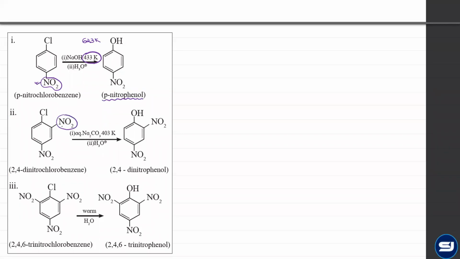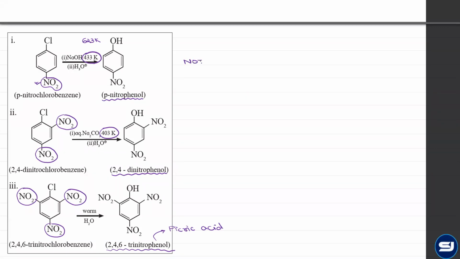अगर हम दो नाइट्रो ग्रुप लगा दें तो रिएक्टिविटी और बढ़ जाती है, and 433 से और भी कम 403 केल्विन का टेम्परेचर लगता है, and the product which we get is 2,4 dinitrophenol. अगर मैं तीन नाइट्रो ग्रुप लगा दूं at all the ortho and the para positions, the reactivity is so very high that it just happens at the room temperature, यानी जस्ट वार्म करके ये कन्वर्जन हो सकता है, and this will give you a 2,4,6 trinitrophenol, which is also famously called picric acid.